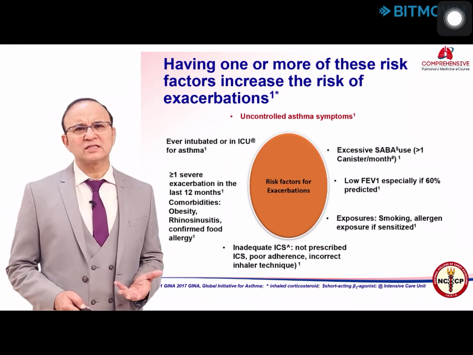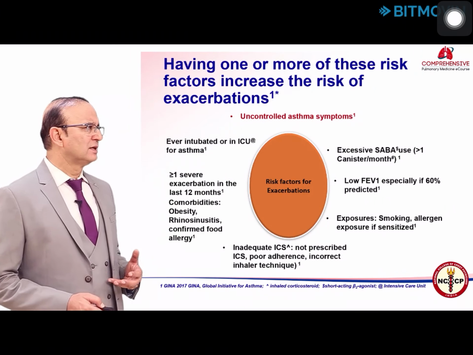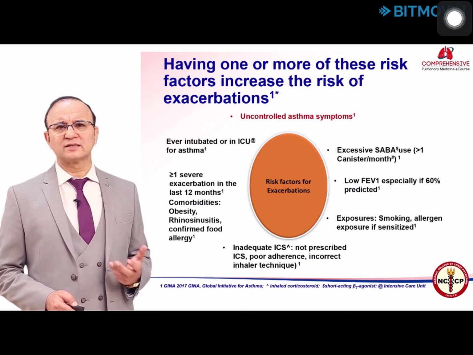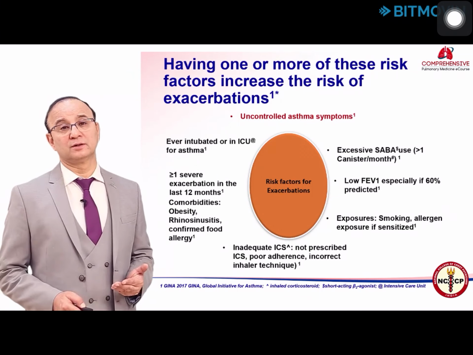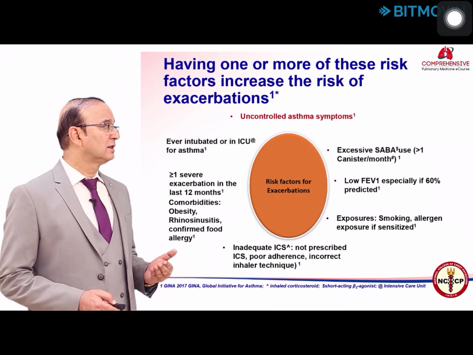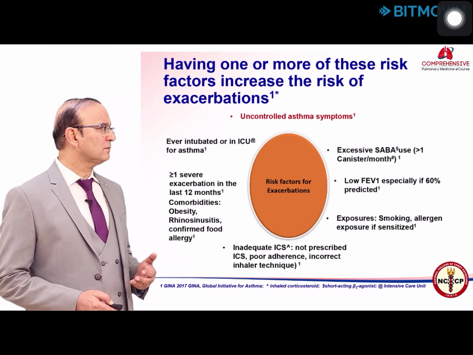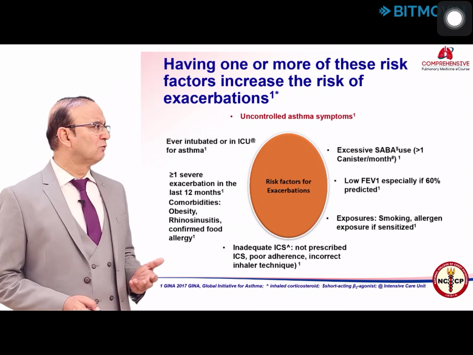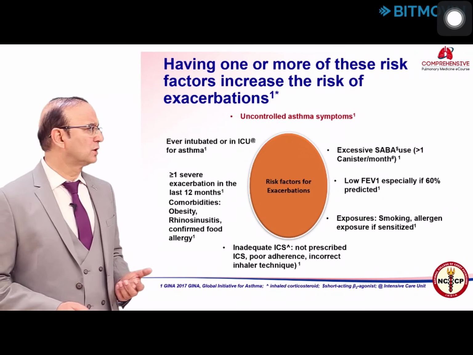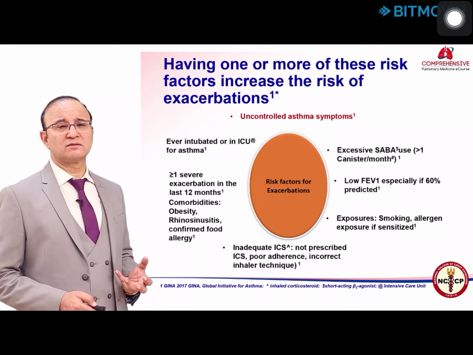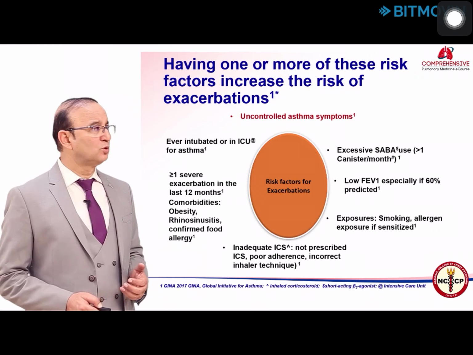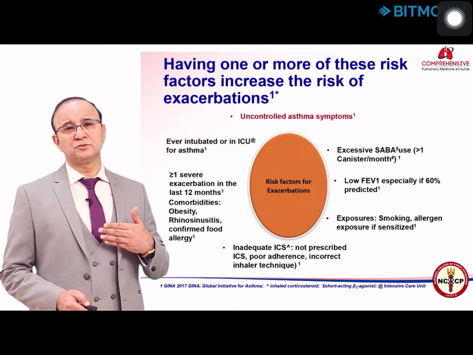So what are the risk factors for exacerbation? If any one of these is present, that is a risk factor for exacerbation, like a patient who's ever been intubated or in the ICU for asthma, a patient who had more than one severe exacerbation in the last 12 months, a patient who has a comorbidity like obesity, rhinosinusitis, or a food allergy, or a patient who uses excessive SABA.